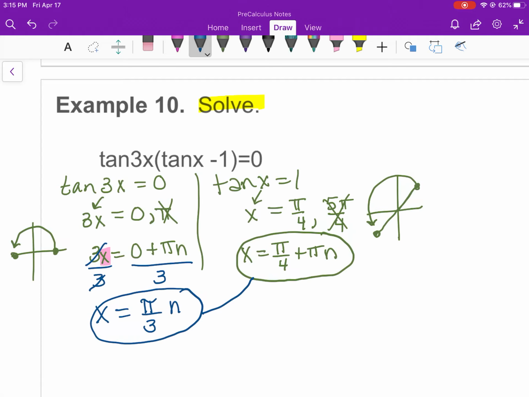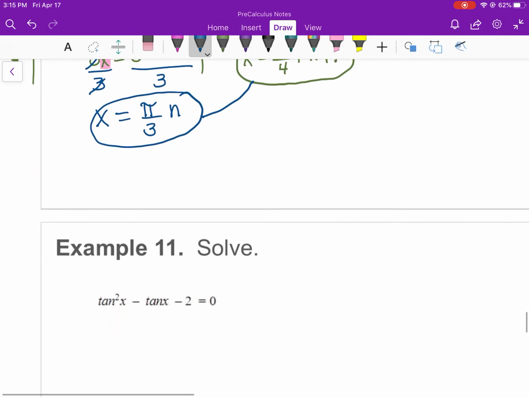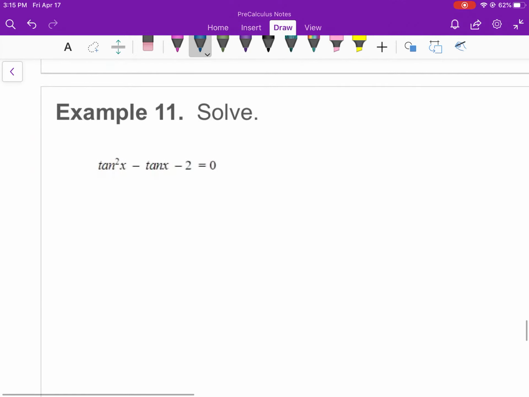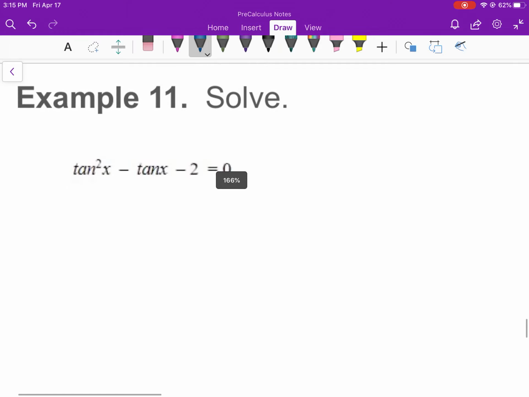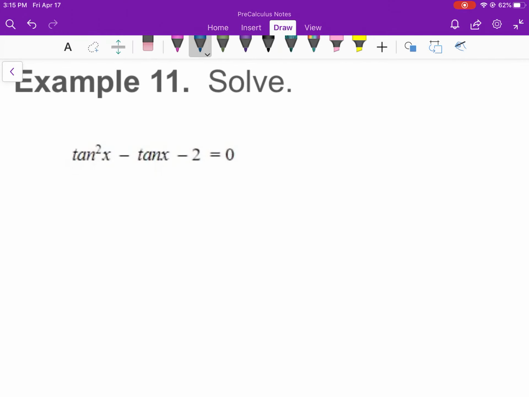We will be working with more problems like that in lessons 5.4 and 5.5. Moving on. Let's look more at some of these quadratics. And this one, as you'll notice, is already in terms of one trig function. So I don't have to make any substitution. But what I can do is go ahead and factor it.